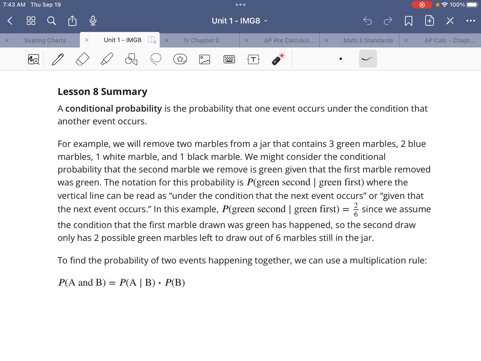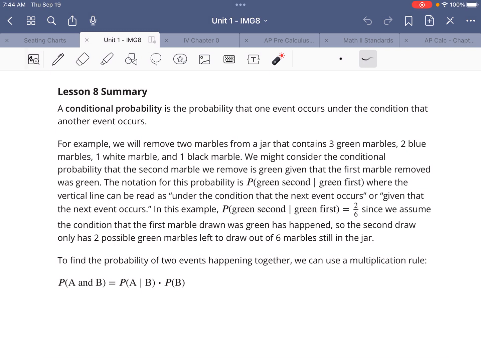For example, let's say we remove 2 marbles from a jar that contains 3 green marbles, 2 blue marbles, 1 white marble, and 1 black marble. We might consider the conditional probability that the second marble we remove is green, given that the first marble removed was green. Since there's only 3 green marbles, if you remove a green marble from the bag, the next time you go to grab a green marble, that changes the probability of grabbing a green marble on the second try. Instead of 3 green marbles, there's only 2 green marbles left out of a total of 6. 2 out of 6.